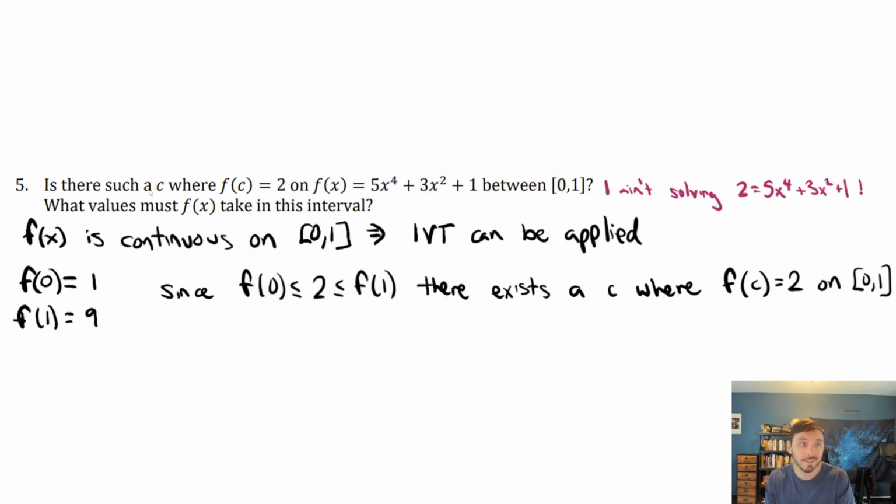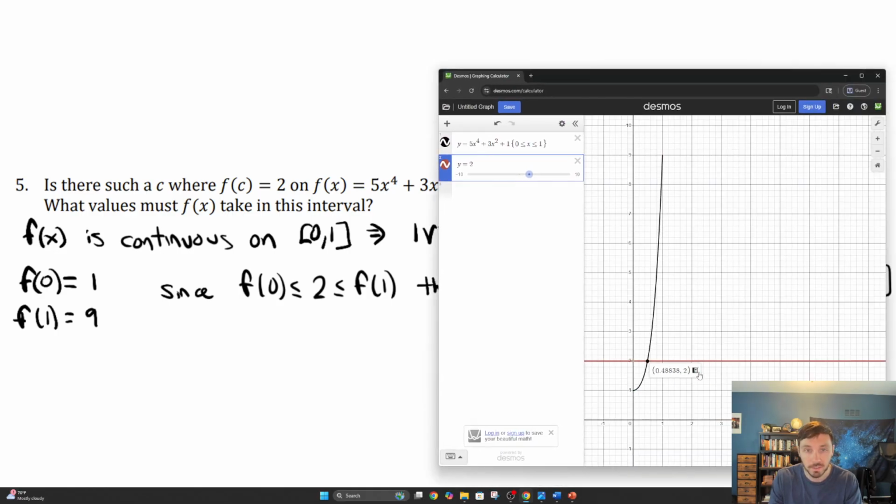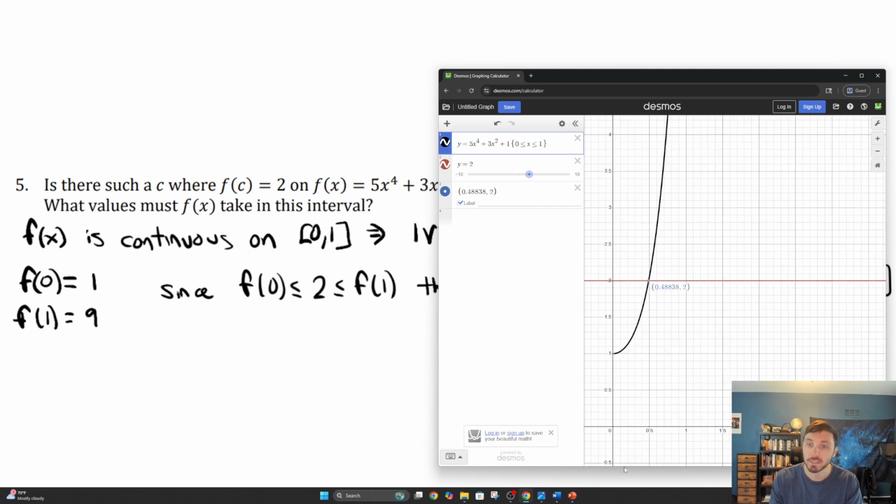It's asking, is there such a c value where I hit this? And the answer is simply yes. There exists a c where f of c is equal to 2. Where is that c value? It's here, and I don't care about that. That is not what this question is asking.